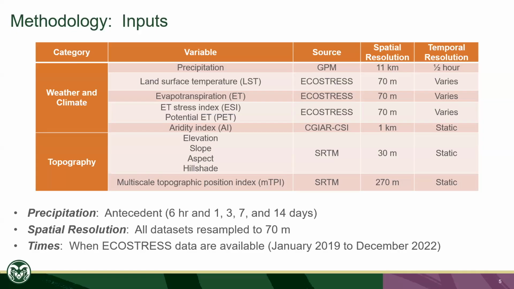So all of these data sets are resampled to get them to a consistent 70-meter resolution. So ultimately, the machine learning algorithms are predicting soil moisture at that spatial resolution. And because the ECOSTRESS data are the most limited in terms of the times at which they're available, we only make predictions when we have ECOSTRESS data. If we have missing data from the other data sets, we linearly interpolate in time to fill those in. And the period that we did the study for is between January 2019 and December 2022.